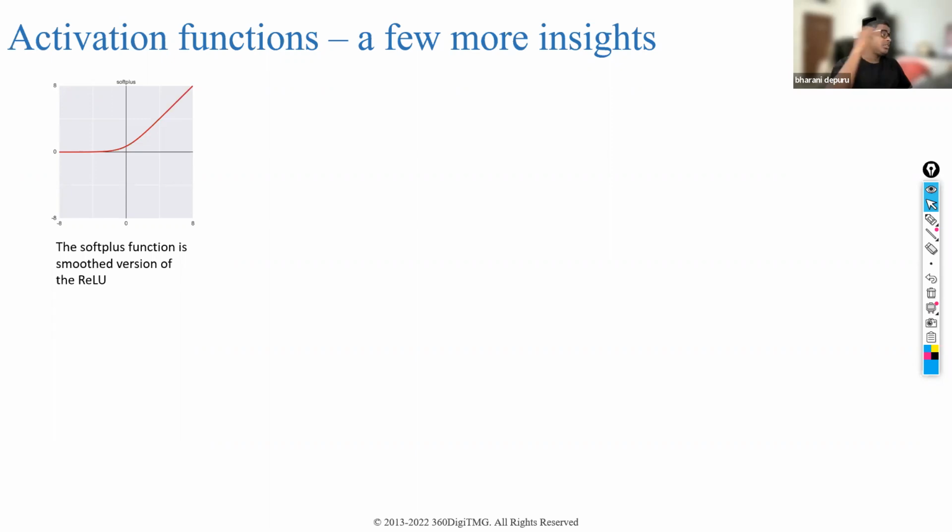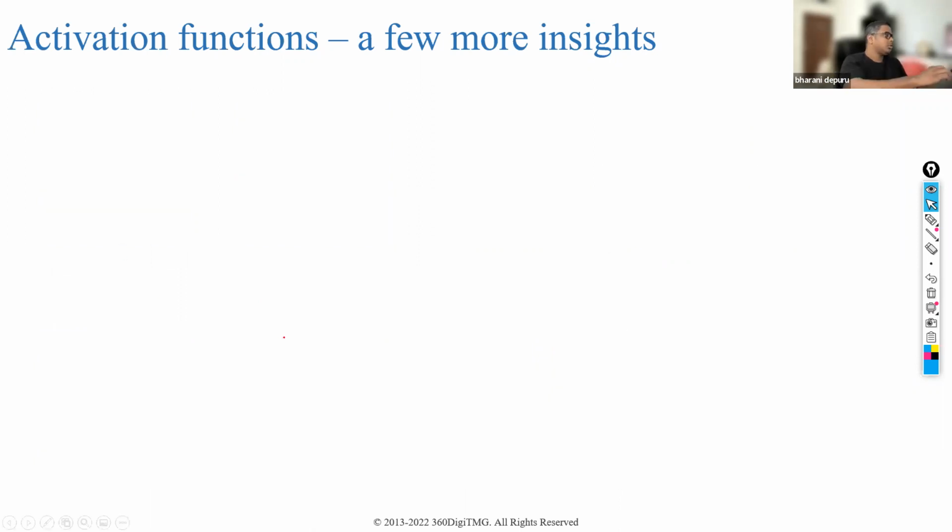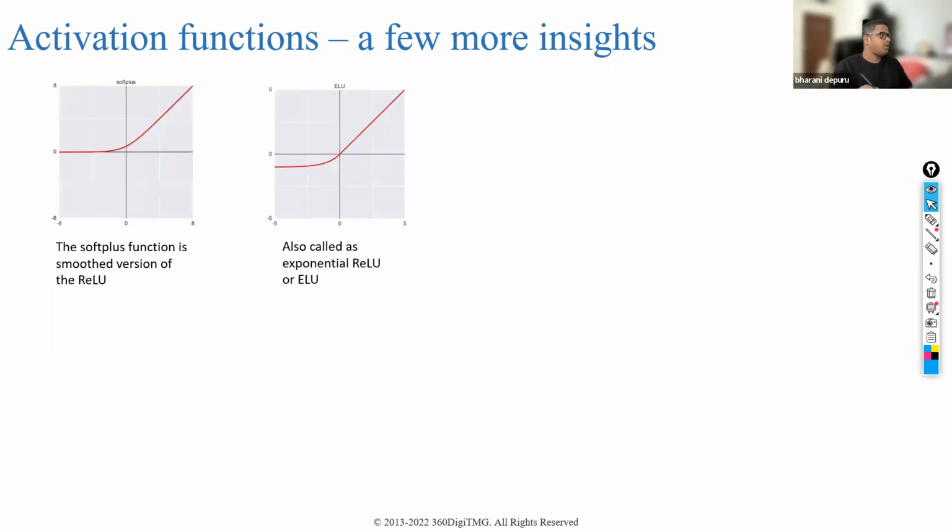We can smooth out the shifted Rayleigh also. If you look at the shifted Rayleigh, this is your shifted Rayleigh, right? Same Rayleigh, we're just bringing it down like this. So when you have it in that way, it will be called as exponential linear unit.